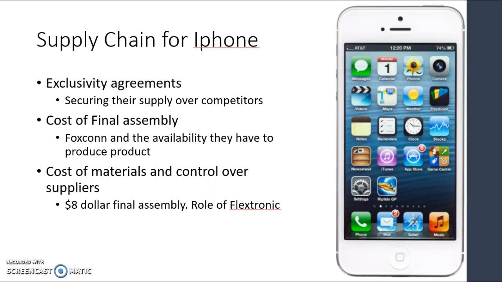Cost of final assembly. The assembly happens in Asia. Foxconn, which does the final assembly, will wake up their workers in the middle of the night just to meet demand, working grueling hours. The cost of materials and control over your suppliers costs about $8 for that final assembly, and the role of Flextronics practically owns their employees, providing housing on site and lunch shifts to ensure demand is met at all times. This is the kind of control that Apple has with its suppliers.